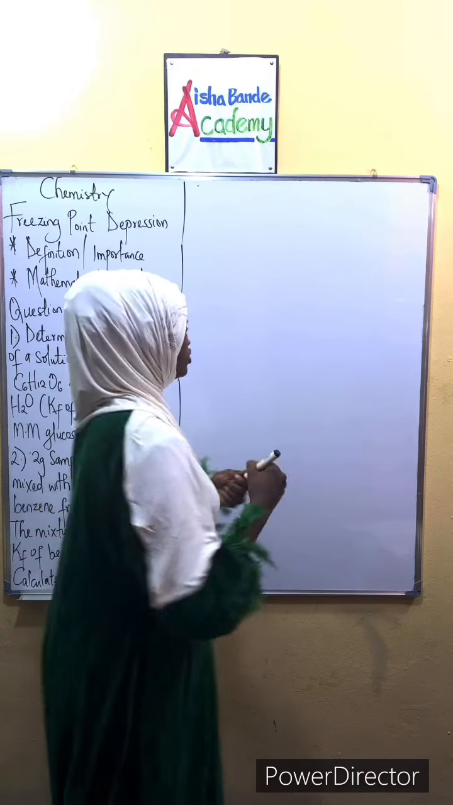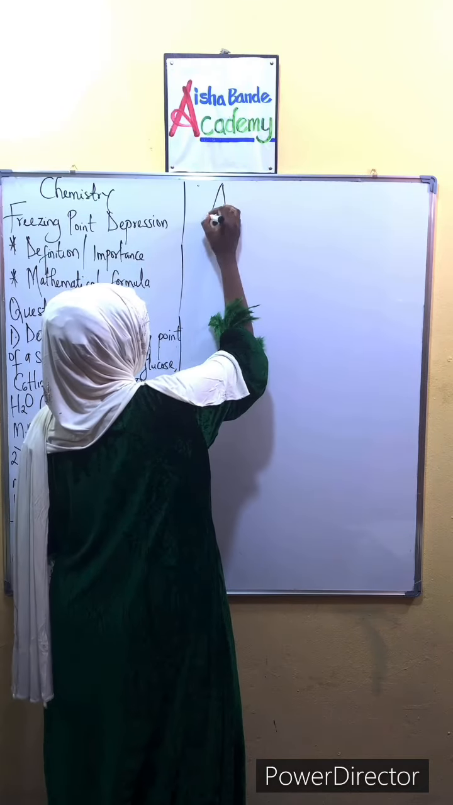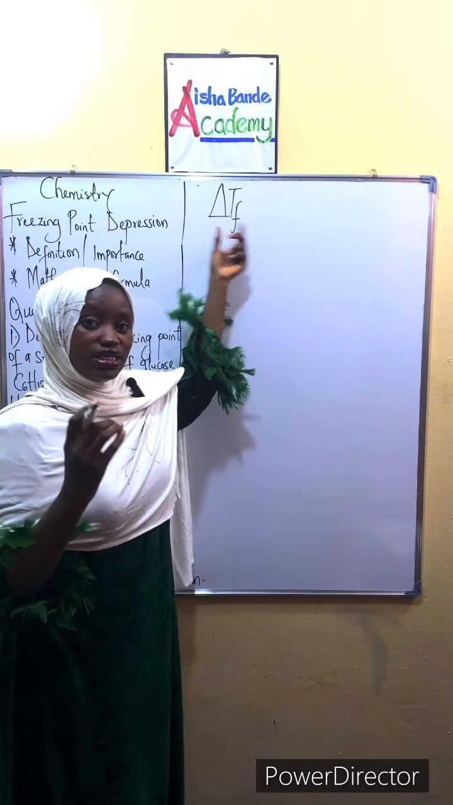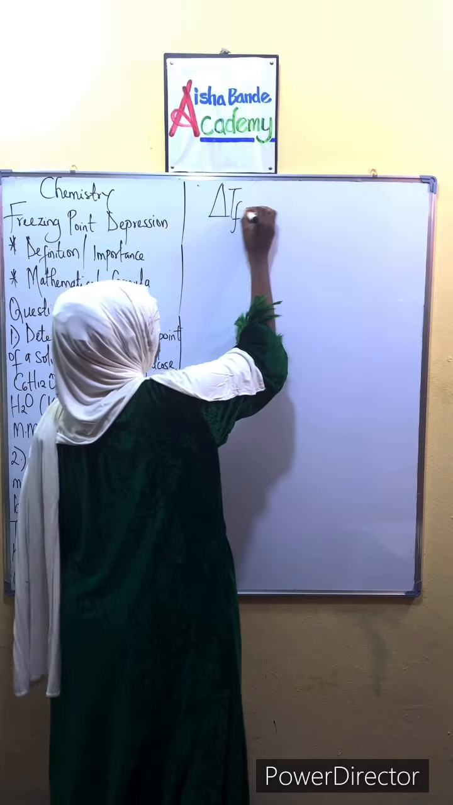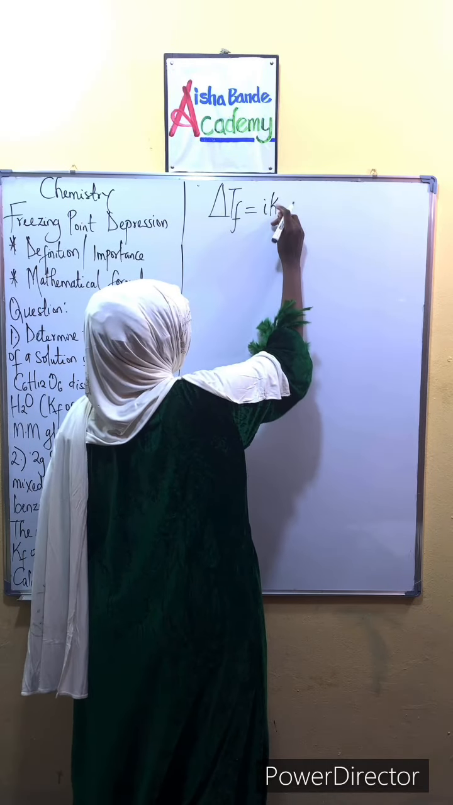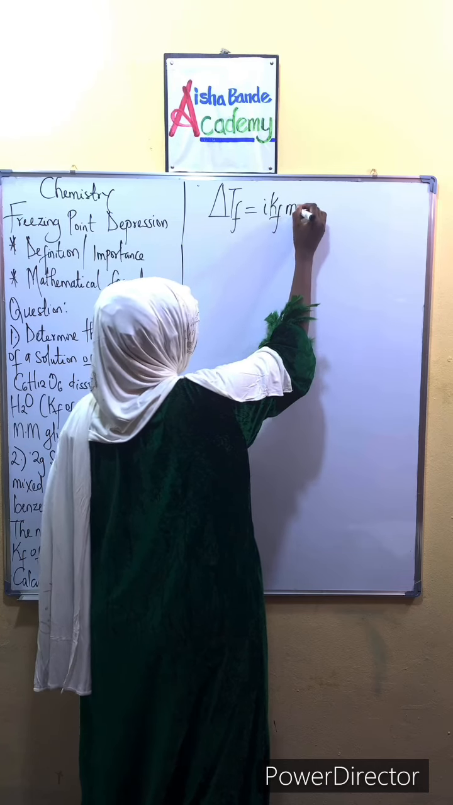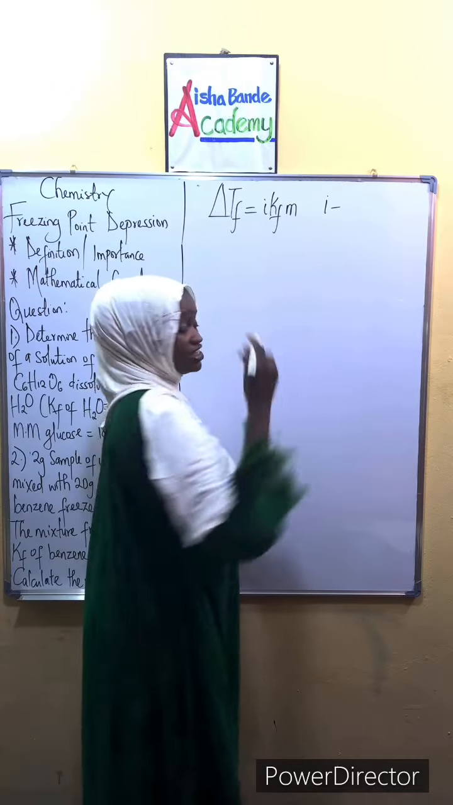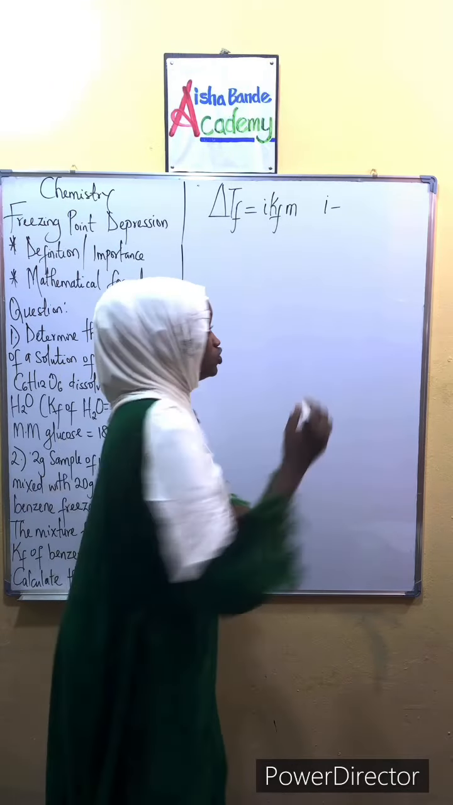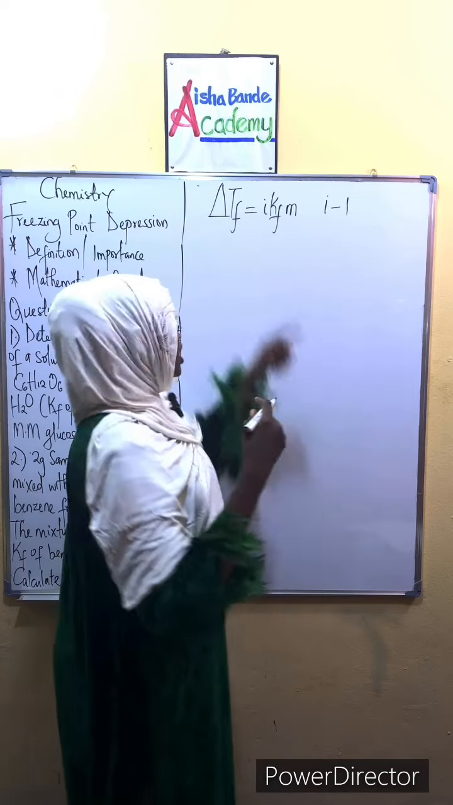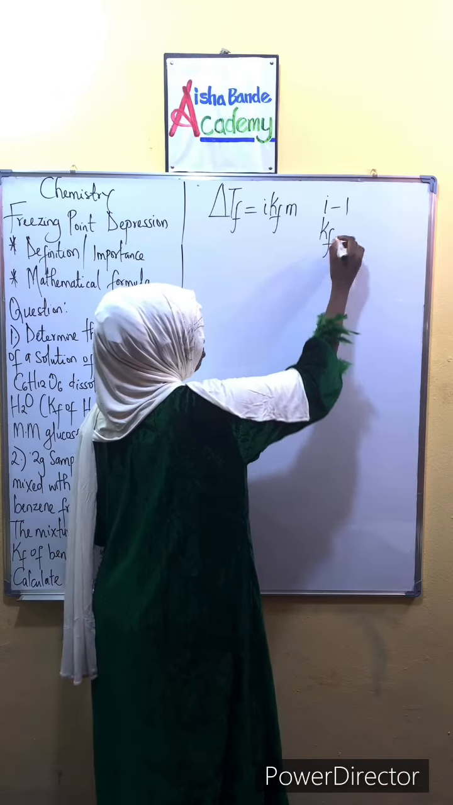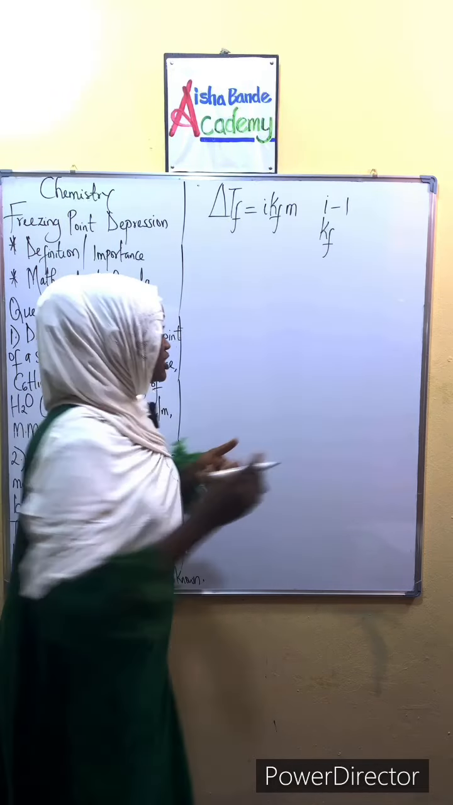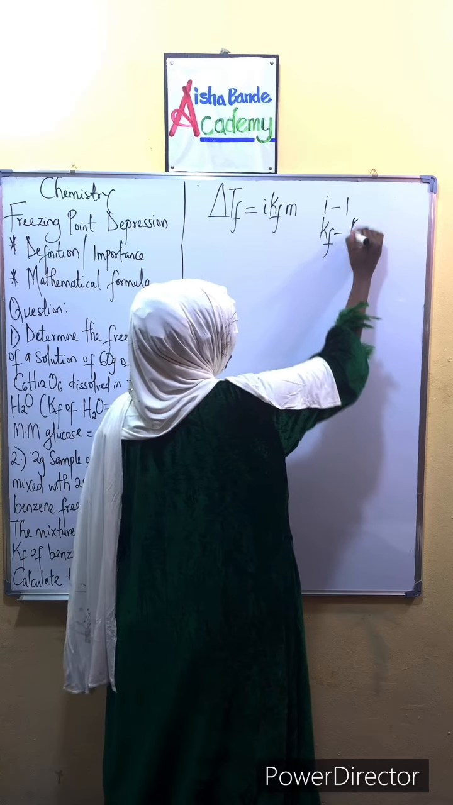The mathematical formula gives us change in Tf, which is the freezing point depression, equal to i Kf times m. Each of these letters has its meaning. The i stands for the Van't Hoff factor, which usually is equal to 1. The Kf is the freezing point depression constant. So this is a constant.